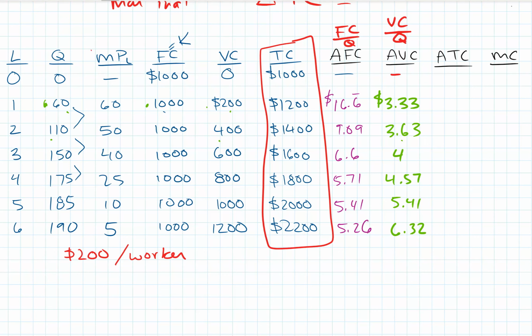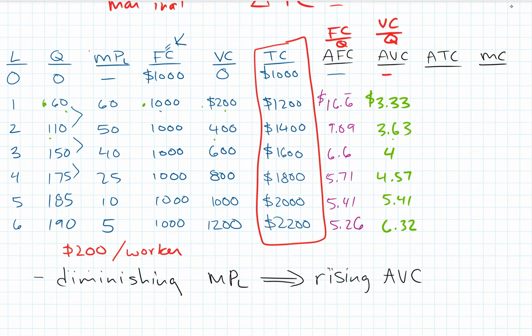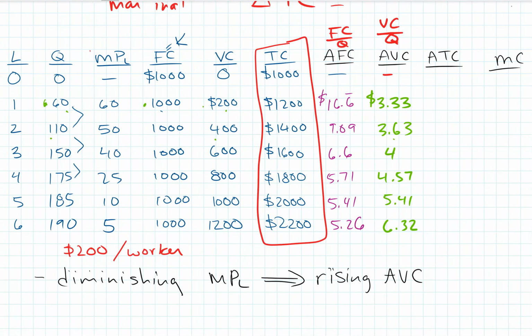The reason it's getting higher is because of the diminishing marginal product of labor. So the diminishing marginal product of labor causes the rising average variable cost. Because you're hiring more and more workers, so you're getting more and more expense, but the extra production of each worker is less and less, right? So your variable cost is growing faster than what you're producing. You're adding more and more workers, but they're not adding that much more production, so your expenses from wages are rising at a faster rate than your production is rising. Okay, that's the idea here.